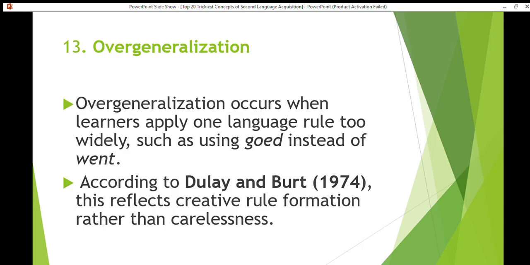Overgeneralization occurs when learners apply one language rule too widely, such as using "goed" instead of "went." According to Dulay and Burt, this reflects creative rule formation rather than carelessness. Overgeneralization happens when learners apply one rule everywhere, saying "cans" instead of "can."